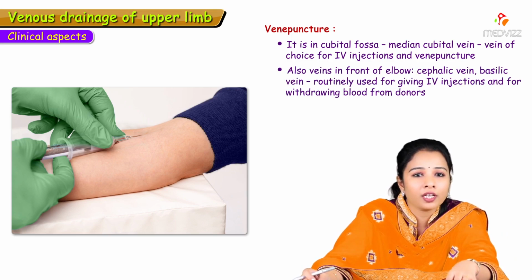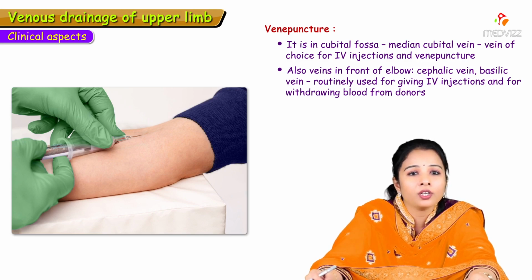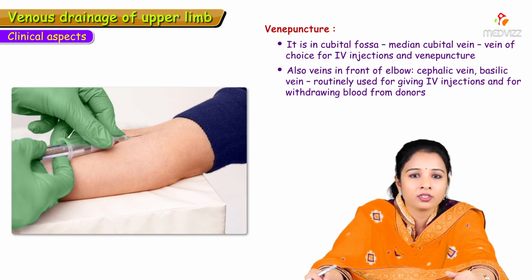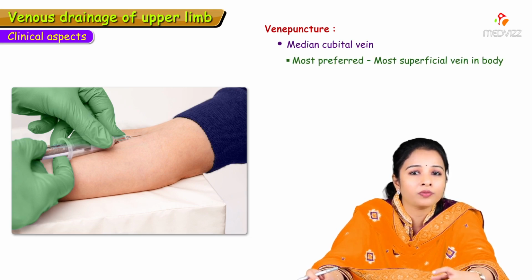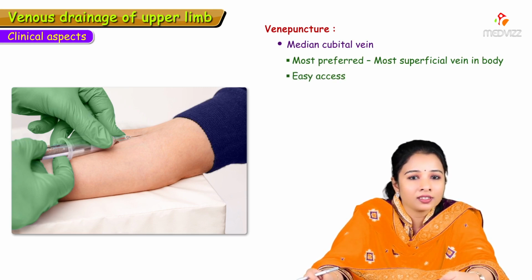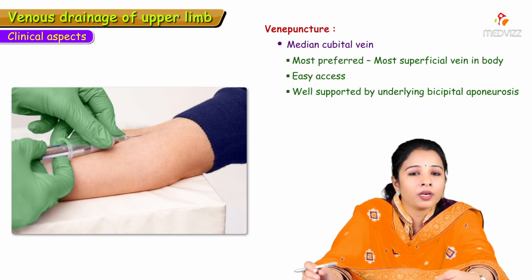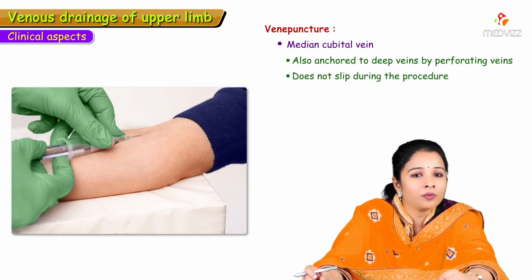And veins in front of the elbow, not only the median cubital vein, even the cephalic vein and basilic vein, are routinely used for giving intravenous injections and for withdrawing blood from donors. The median cubital vein is the most preferred because it is the most superficial vein in the body, hence the access is easy, and it is well supported by the underlying bicipital aponeurosis, which I have explained earlier. It is also anchored to the deep veins by perforating veins. Hence, it does not slip during the procedure.